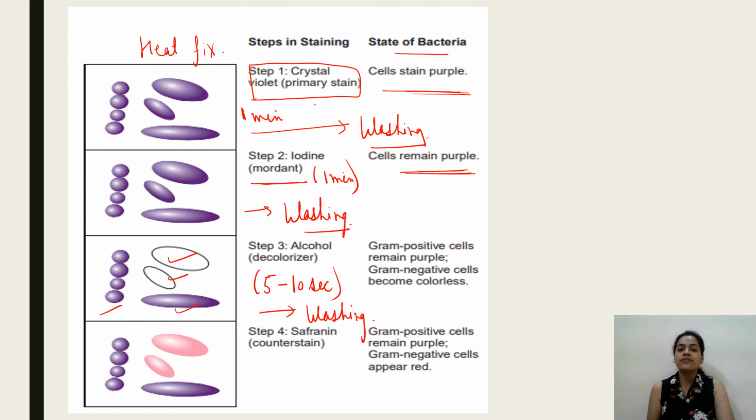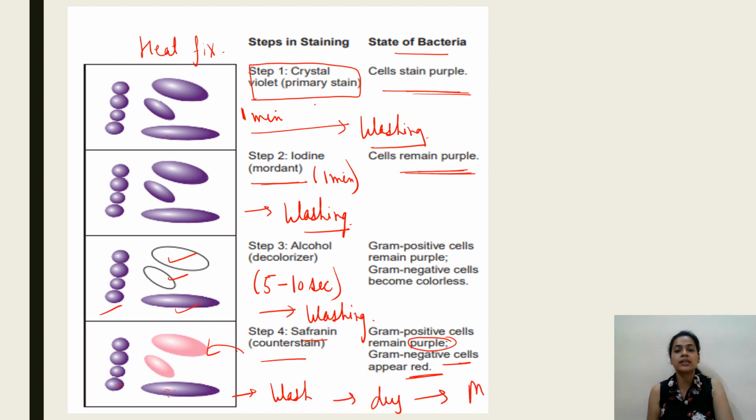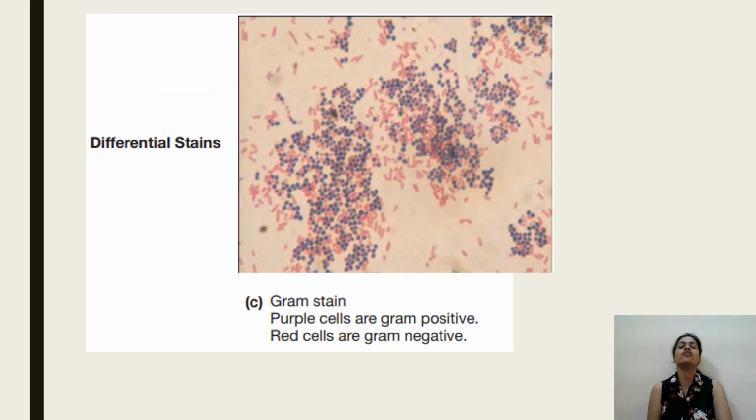Lastly we will add the counter stain, that is safranin, and the gram negative bacteria will take up this color and appear reddish or pinkish in color, and the gram positive bacteria will still remain purple. Again we have to wash it, dry the slide, and then observe it under the microscope, and when you observe it under the microscope you get somewhat this kind of result.